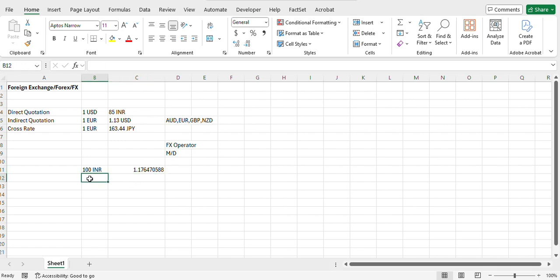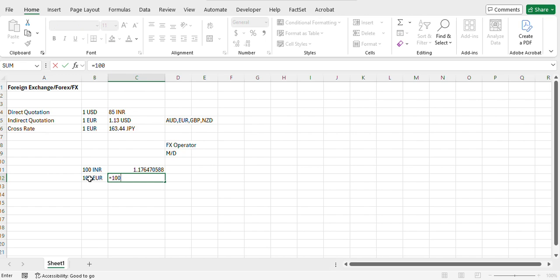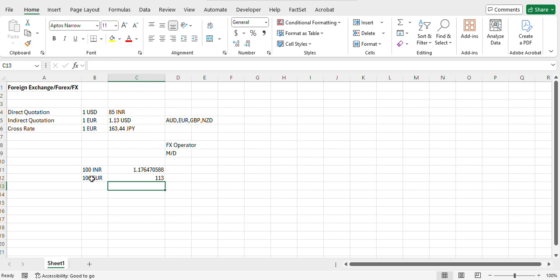Let's understand for indirect quotation. Say I want to calculate 100 euro. So now what I'll be doing is 100 into my rate 1.13. So that is 100 euro is equal 113 USD. So whenever we have indirect quotation and we want to calculate from local value to base, we'll be using M operator, that is multiply.